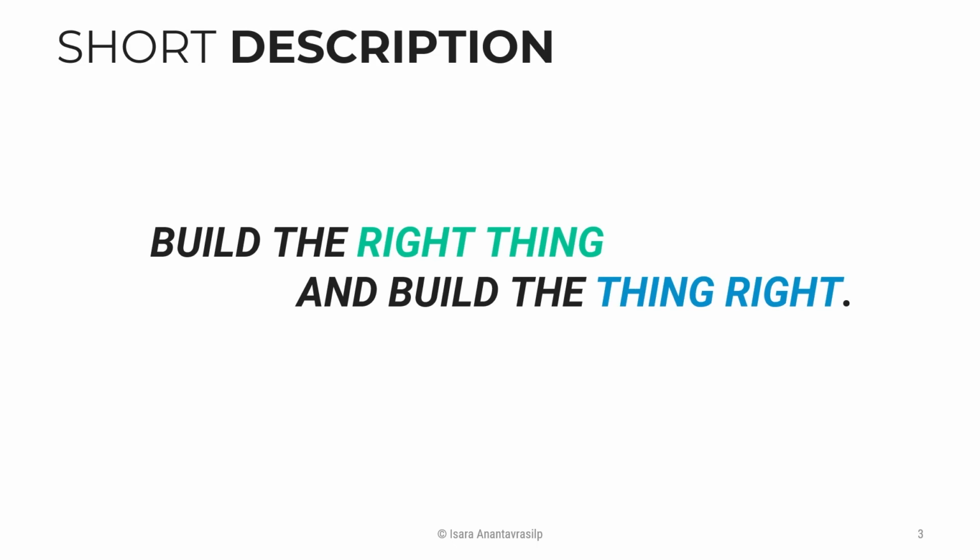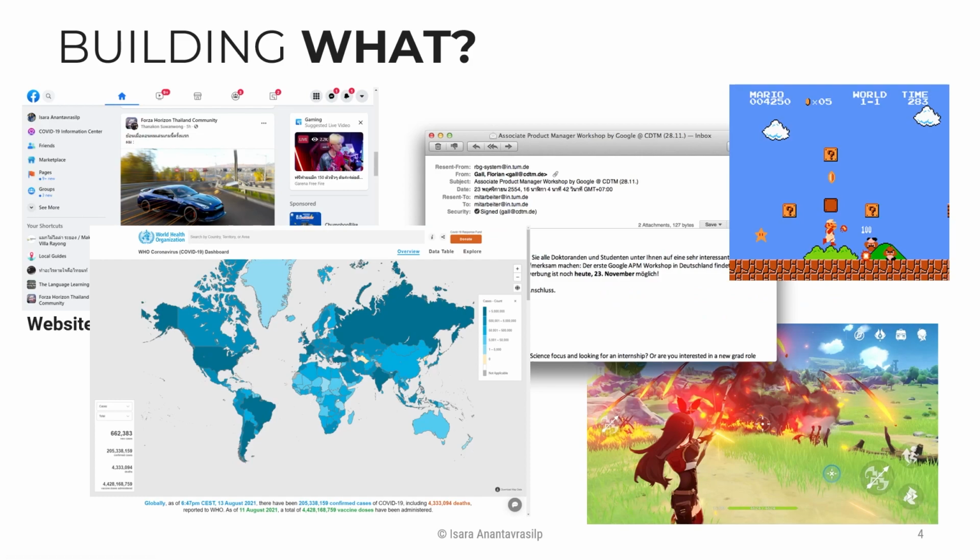You want to build the right thing, and you want to build the thing right. But before we discuss both points here, the right thing and the thing right, what exactly are we building? Of course, this is software development. You need to build software. Yes, but hold on. See, the screens that I show you right now, they are all software. You have a social media platform, you have data visualization, you have email clients, you have games. All these are software. But what are they exactly? What is software?